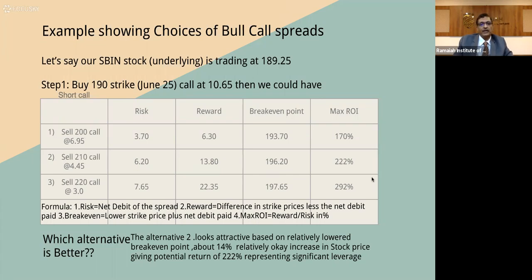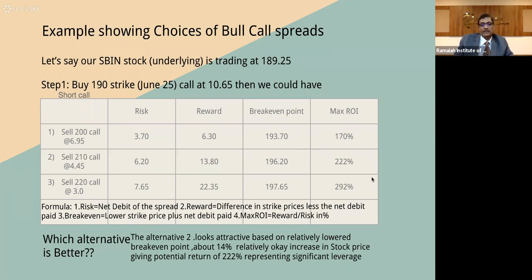There is a third option, a 220 call, for which the price was 3 rupees. So my risk is 7.65. My reward rises to 22.35. My break-even is 197, much higher than the 193. And the ROI increases to 292%. So if you really analyze the bull call spread, and this is very interesting, there is no right or wrong answer. It depends on your risk profile.